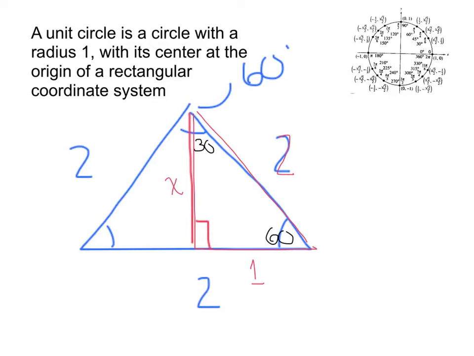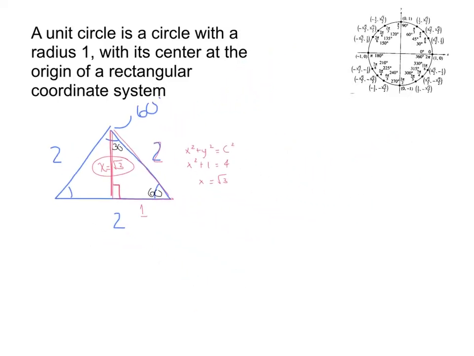The Pythagorean theorem, okay? So that would be x squared plus y squared, or if you want, a squared plus b squared equals c squared. So x squared plus 1 squared, which is 1, is equal to 2 squared, which is 4. Subtract 1, I'm going to get x equals root 3. Notice that it's just positive because we're talking about distance here. So this side is root 3.